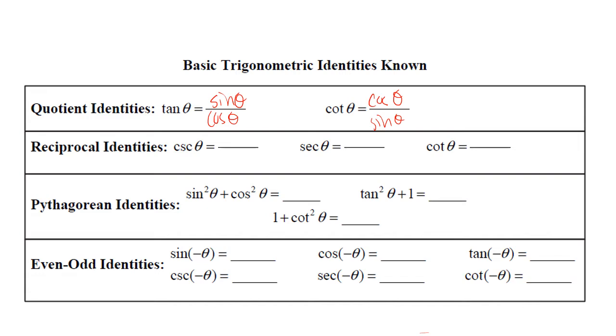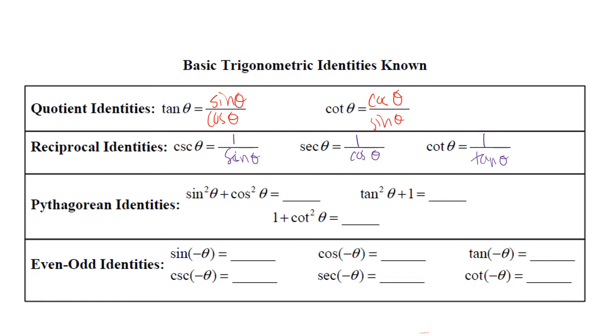Our reciprocal identities: cosecant theta is 1 over sine theta. It's a weird I, but you see it. Secant theta is 1 over cosine theta, and cotangent theta is 1 over tan theta. And of course, through some algebra, you can always rewrite them as sine theta equals 1 over cosecant theta, cosine theta equals 1 over secant theta, and so on.